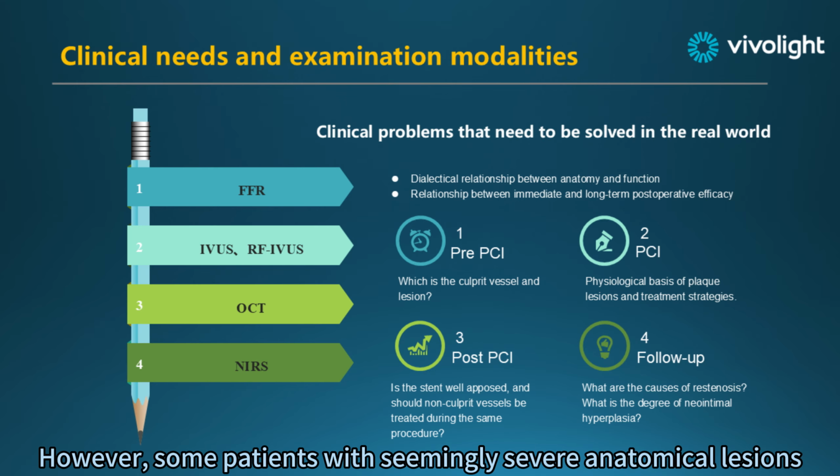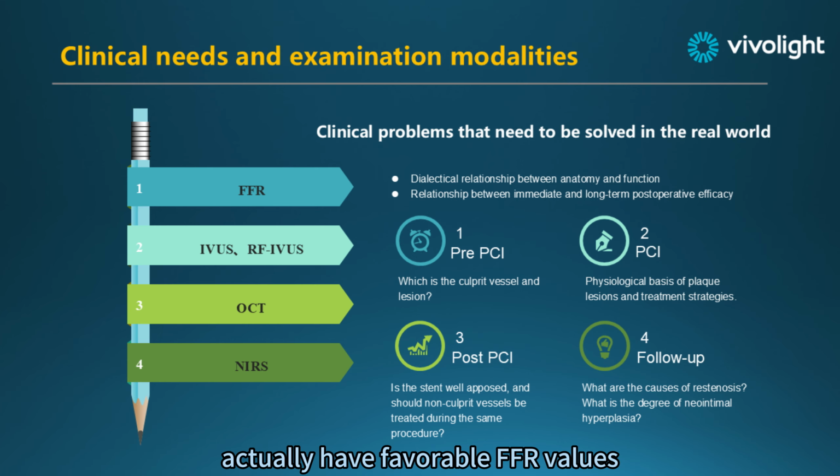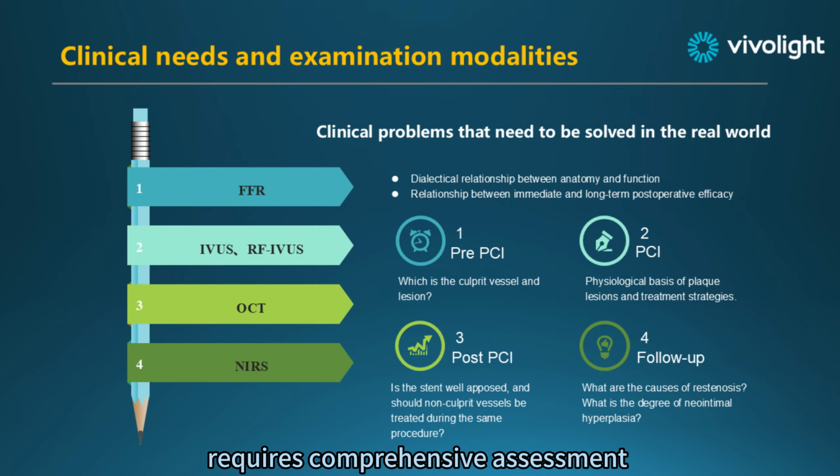However, some patients with seemingly severe anatomical lesions actually have favorable FFR values, while some patients with mild anatomical stenosis also have good FFR values, but have high plaque burden. Additionally, if the plaque is identified as vulnerable plaque, whether such patients require treatment requires comprehensive assessment, combining functional and imaging modalities in clinical practice.